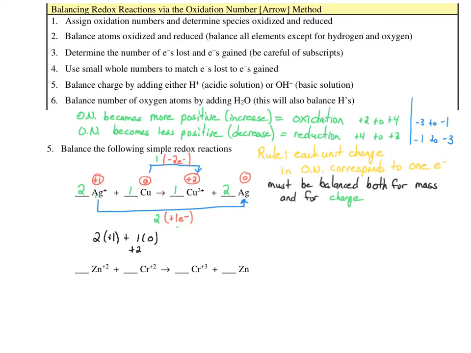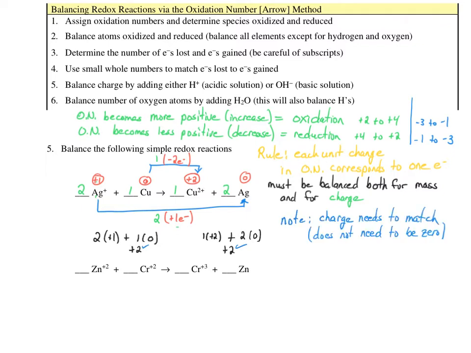On the product side, we have 1 copper ion, that's a +2 charge, and we have 2 silver atoms that are neutral. They have no net charge. So we have a +2 charge on each side of the equation. Okay, so note the charge needs to match reactants and products. The charge does not need to be equal to 0. It just needs to be the same in the reactants as it is in the products.